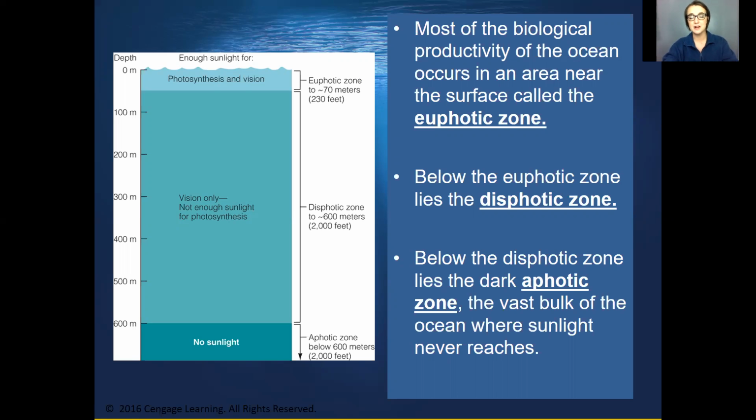And then, of course, at the very bottom of the ocean is going to be your aphotic zone, which is exactly what it sounds like. This is going to be that vast area of the bottom of the ocean that sunlight is never actually going to be able to penetrate. So this is going to be where that chemosynthesis is all they can rely on because there's no sunlight to do photosynthesis.